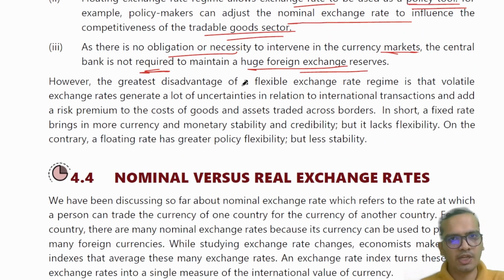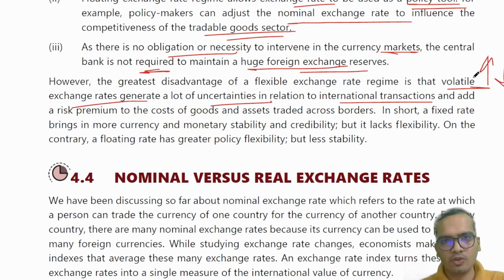However, the greatest disadvantage of the flexible exchange rate regime is that volatile exchange rate generates a lot of uncertainty in relation to the international relation. बहुत volatile होता है प्राइस, कभी ऊपर जा रहा है, कभी नीचे जा रहा है, कभी ऊपर जा रहा है, कभी नीचे जा रहा है, तो ये अनसर्टेनिटी रहता है कभी भी.